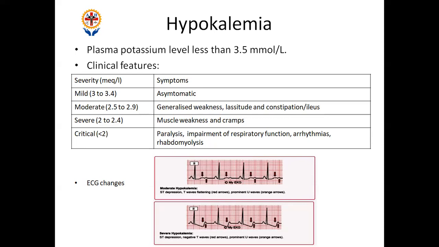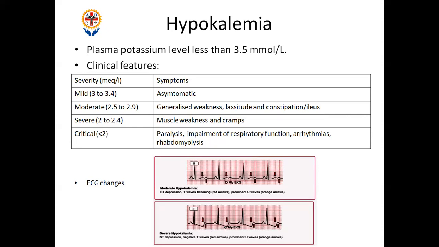So don't take a U wave as a T wave. Any negative wave followed by your QRS, you need to take it as a T wave only, T wave inversion. Sometimes it's a mistake where you take the U wave as a T wave. That's a common mistake. There should not be any negative deflection after the QRS.